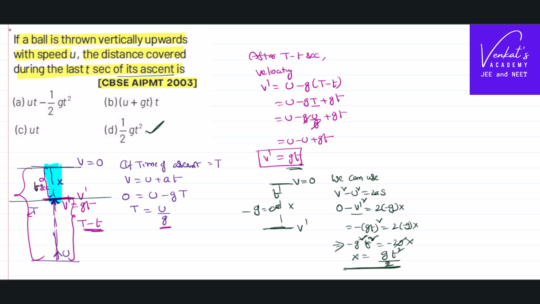So to solve this problem, we are using very basic concepts of one-dimensional motion, like time of ascent is u by g. We find the velocity just before starting that time, and we know for a vertically thrown body, the final velocity equal to 0. Using those basic concepts and equations of motion, we are able to get to the answer. That's how we solve the problem.